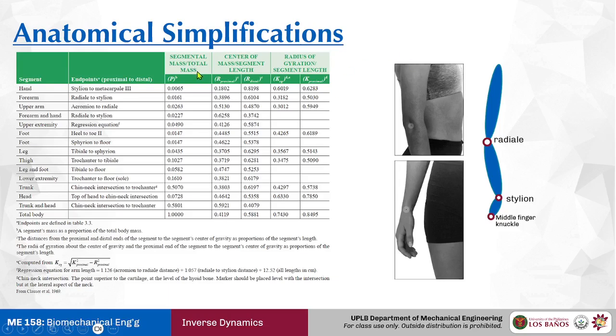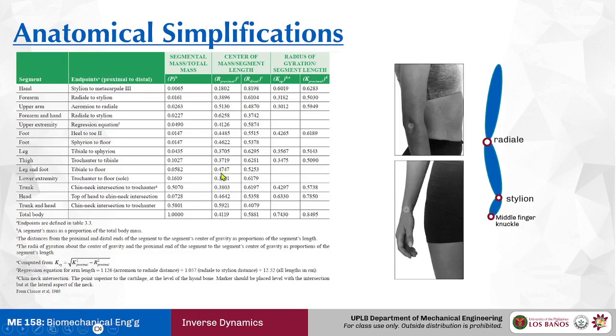So the thing about the data points of these three columns is that, number one, they are normalized. For example, the segmental mass is divided by the total mass. So what you're actually getting in this column are all mass percentages. Now for the remaining two columns, if you observe, there are two sub-columns each: there's a proximal column and there's a distal column.